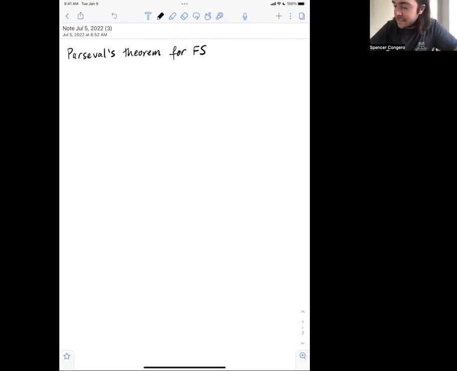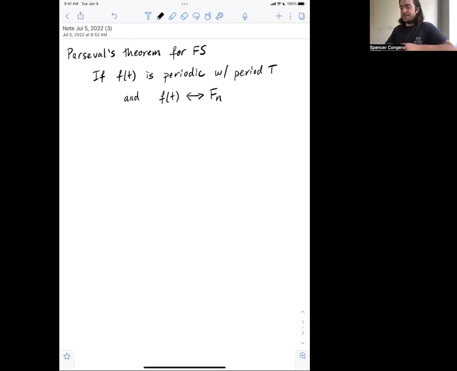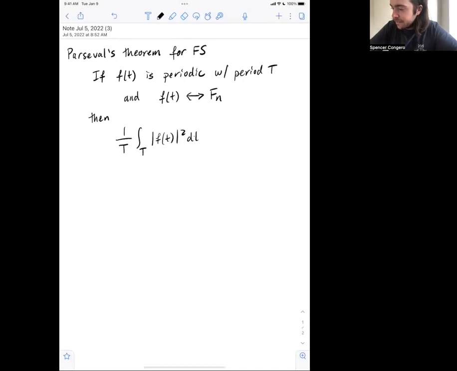Okay, so what's the setup for a Fourier series? As we all know, we have to have a periodic function with period T. If f is periodic with period T, and I'm going to use this notation that f of t double arrow f sub n, that means f of t has Fourier series coefficients given by the f sub n's. Then what do we get? Well, we get this. This is Parseval's theorem, and I'll write it down and then I'll explain where it comes from.